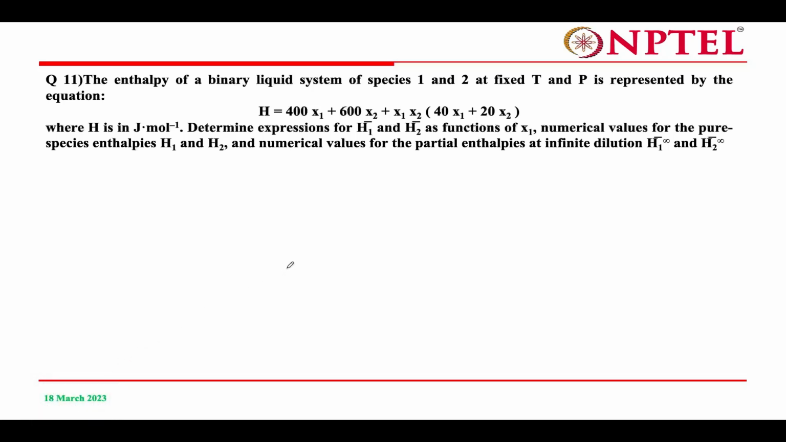Now question number 11. The enthalpy of a binary liquid system of species 1 and 2 at a fixed temperature and pressure is represented by the equation. This is the equation, where H is in joule per mole. Determine the expression for H1 bar and H2 bar as a function of x1, the numerical values for the pure species enthalpies H1 and H2, and the numerical values for the partial enthalpies at infinite dilution, H1 infinity with bar and H2 infinity with bar.